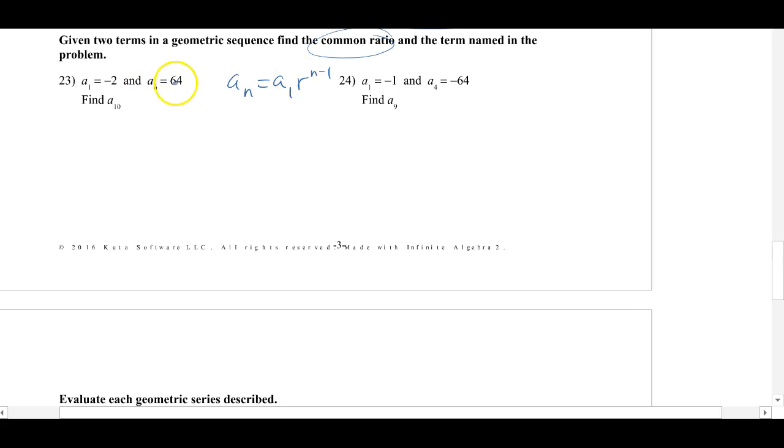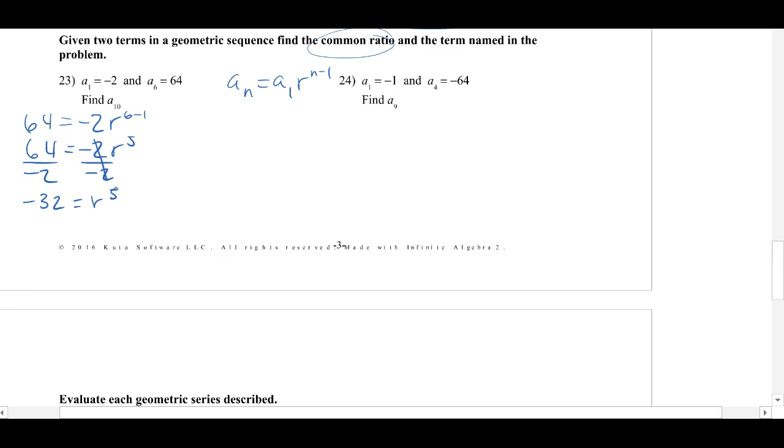So I'm going to take what I do know, this 64. I'm going to plug it in for an. I know the first term, they give it to us, so I'll plug that in there. But I don't know r. And then what I plug in for n is whatever term this is. Okay, so if I plug in 64, that's the sixth term, so n is 6. 6 minus 1. Now let's just simplify what we got so far. The 6 minus 1 is 5. Then we want to isolate r, so divide by -2 both sides. So I get -32, and then equals r to the fifth.